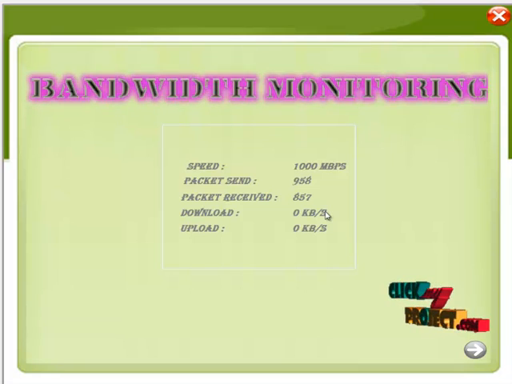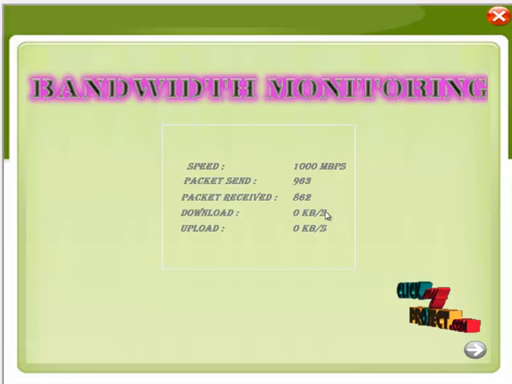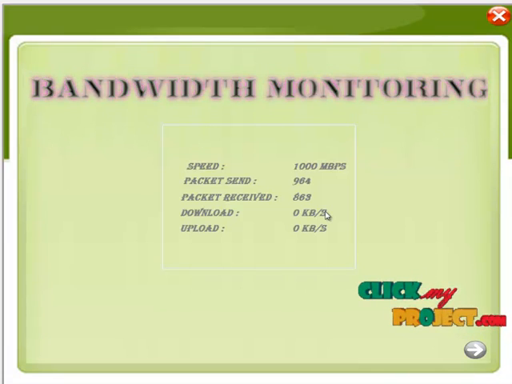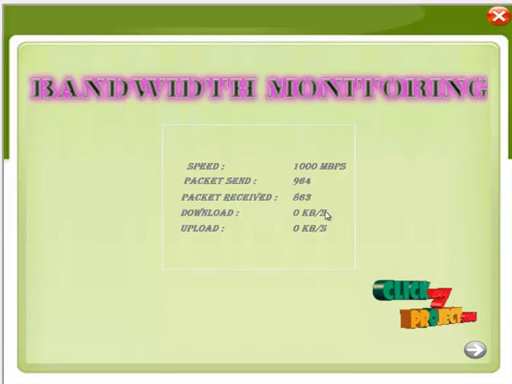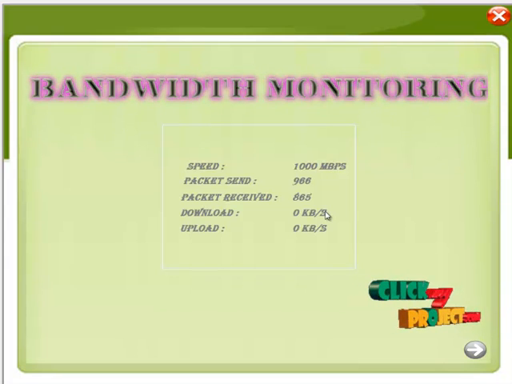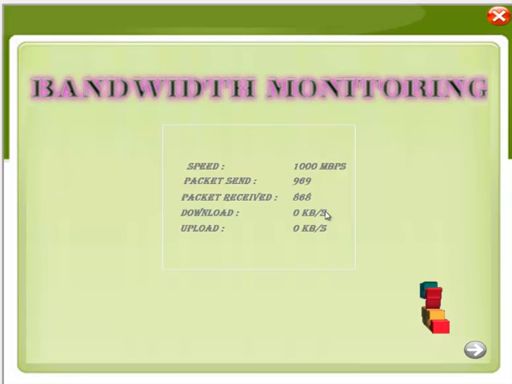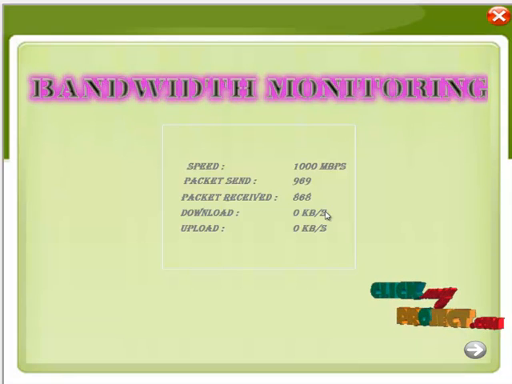First we will calculate the speed of the bandwidth in Mbps, and then the packet sending size and packet receiving size, which is calculated as a byte size value. Next we will calculate the downloading speed in KB per second, and the uploading speed is also calculated in KB per second. This is the bandwidth monitoring. We can view the calculation used as the next form of the bandwidth calculation.